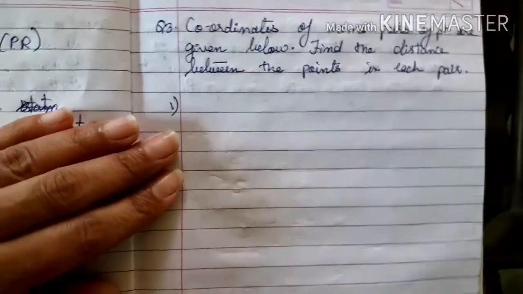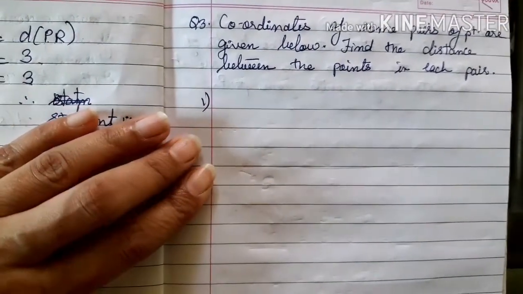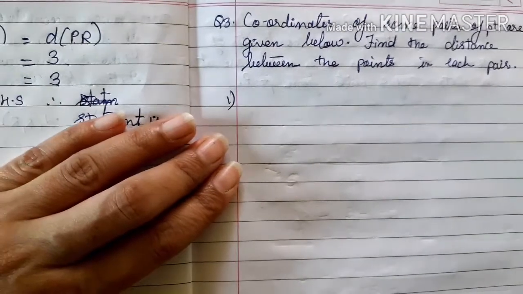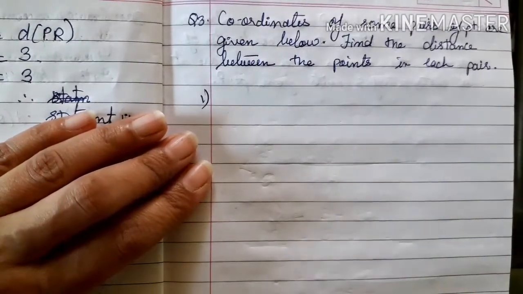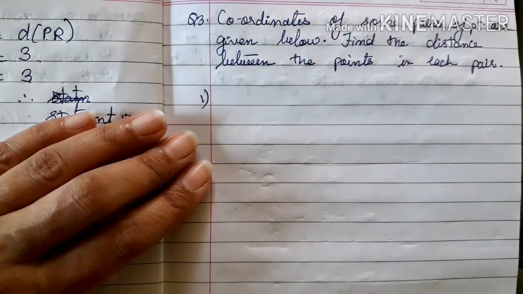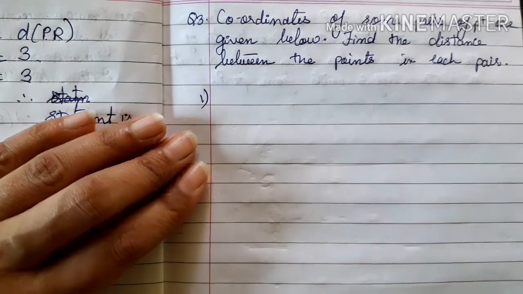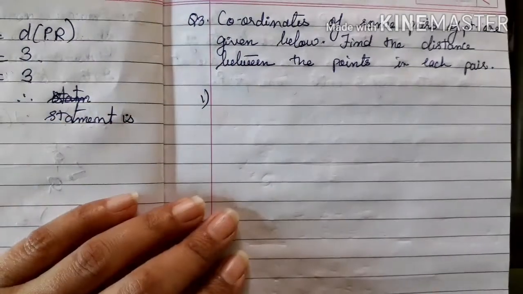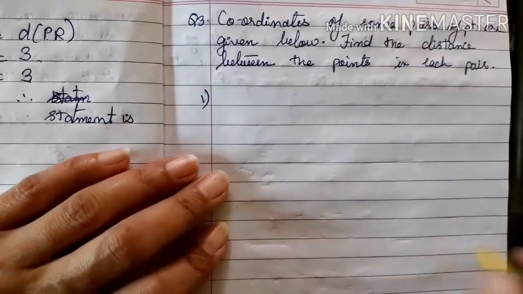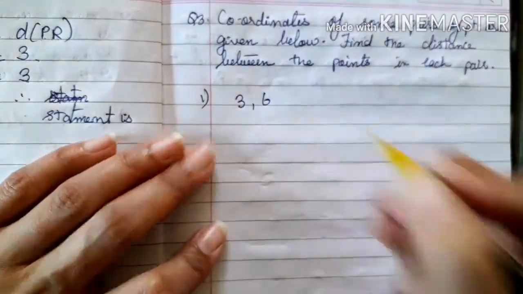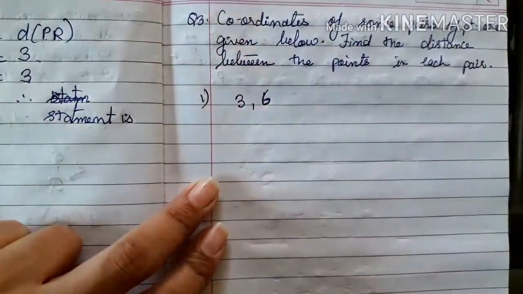The third question is about coordinates of some points. Coordinates of some pairs of points are given below. Hence, find the distance between the points in each pair. Now, a few points have been given. We have to find the distance. It is very easy. We have done it before. You all can follow the link in order to revise it.